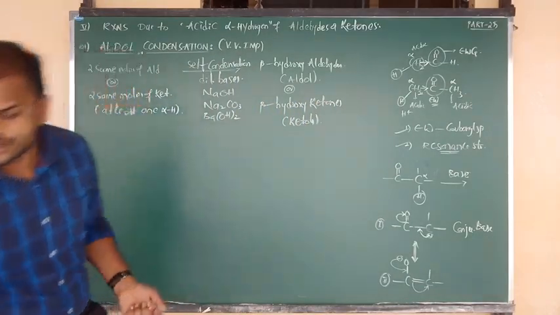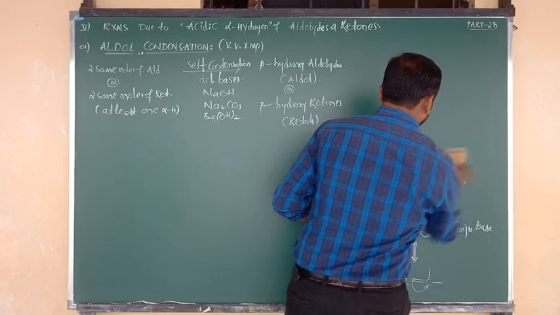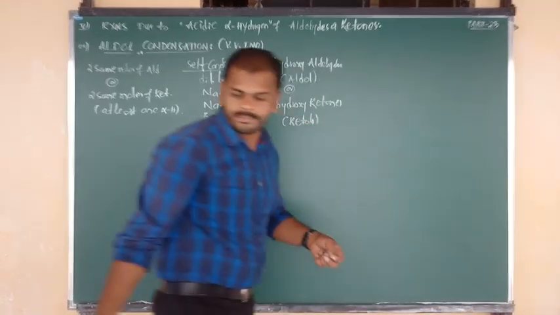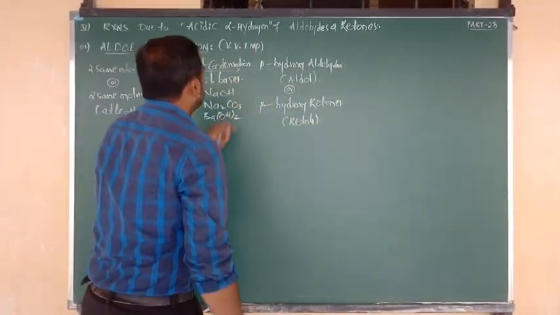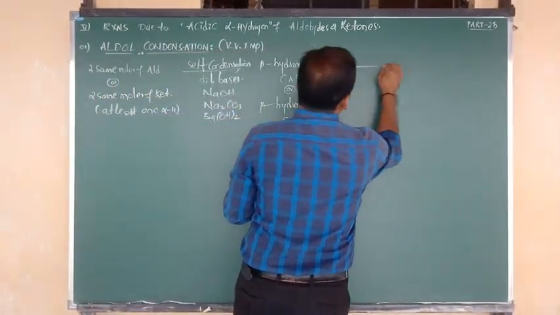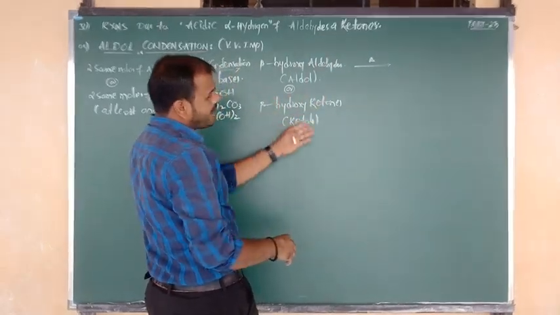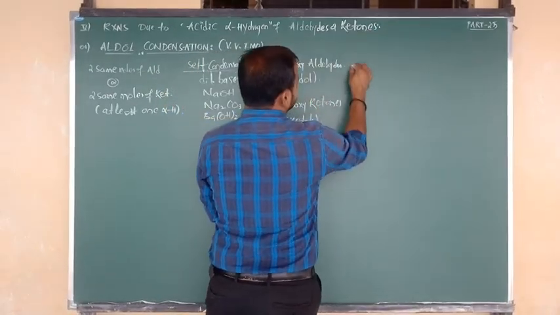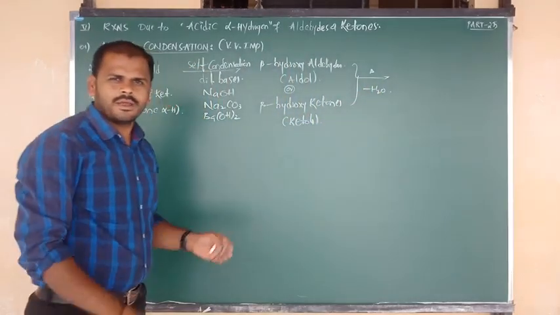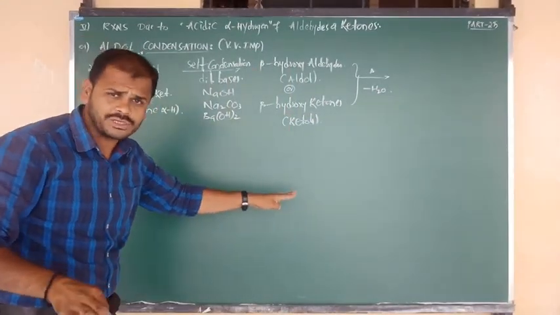So what is the one more step? I am going to tell you now. Beta hydroxy aldehydes, or aldol compounds, again undergo dehydration. Dehydration takes place simply upon heating. Beta hydroxy ketones also. Both the compounds, upon heating, undergo dehydration by the loss of a water molecule.